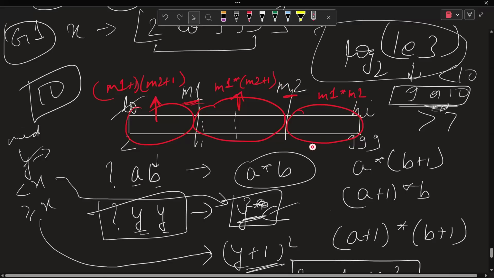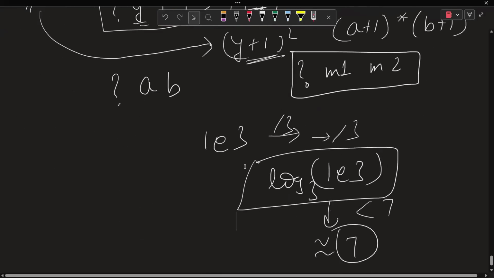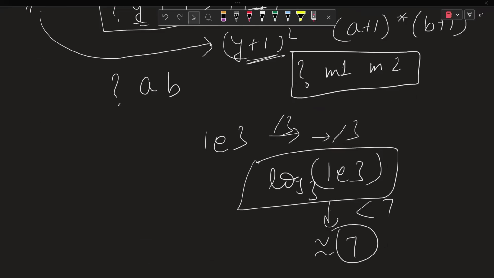Okay, so that's what we are doing. And in this way, in log base 3 of 1E3 steps, which is approximately 7 steps, we can calculate our final X. We can find out our X. I hope this is clear. So we can look at the code for this.